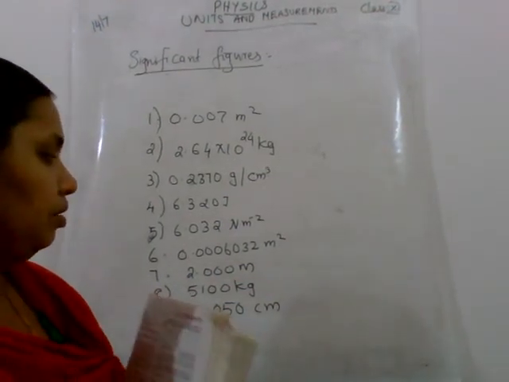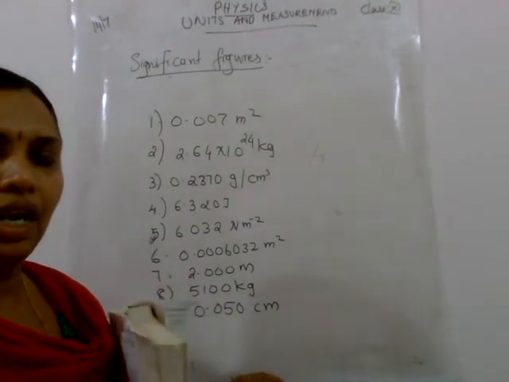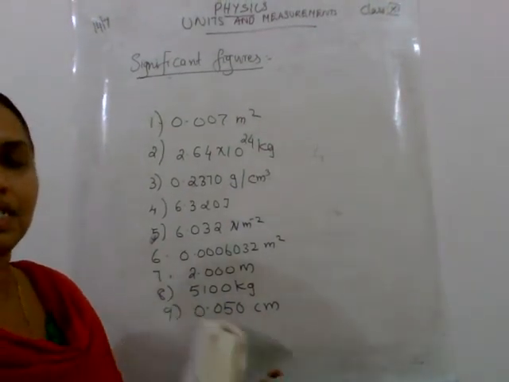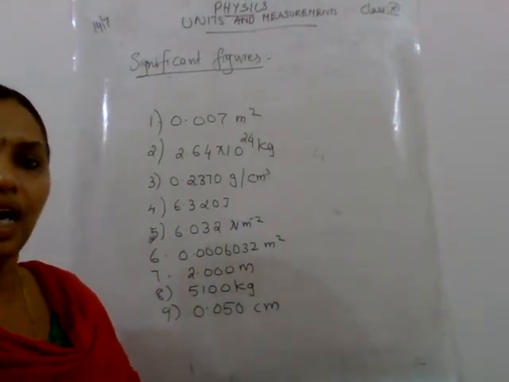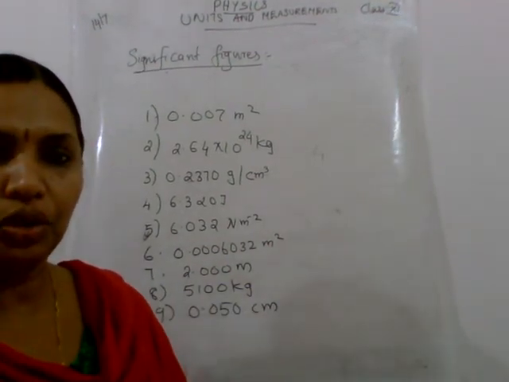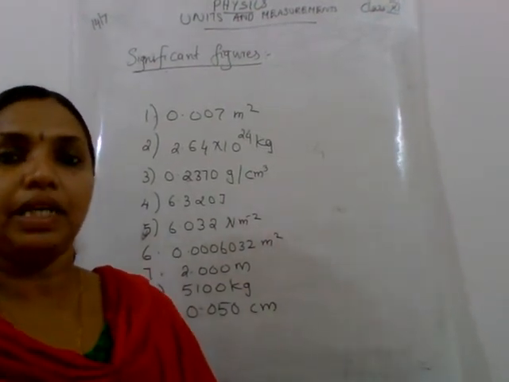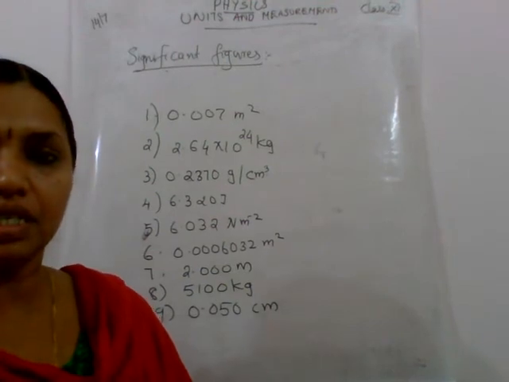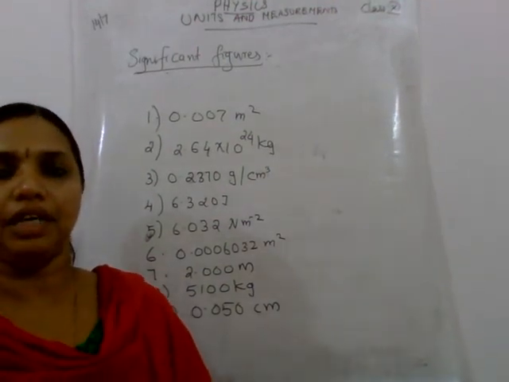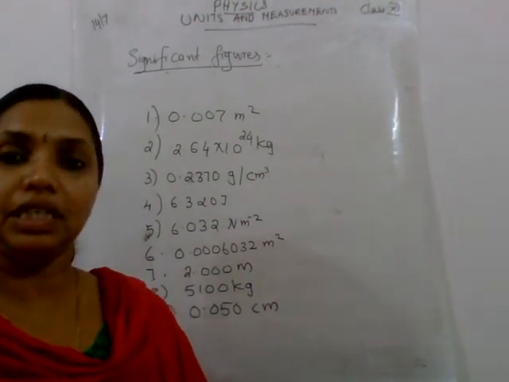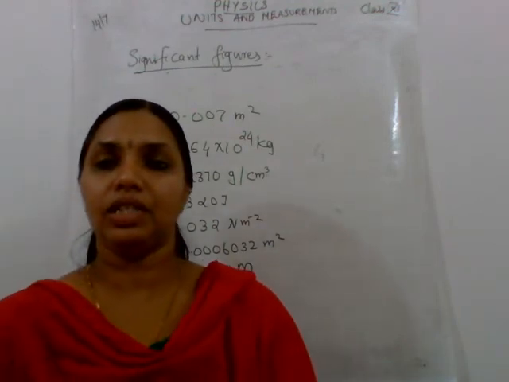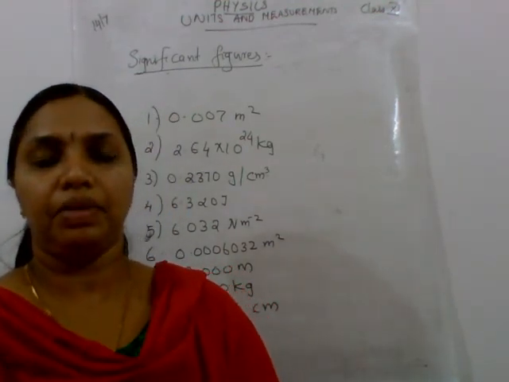So there are 9 questions. Write down and try to find out the significant figures. Okay, I will give you the answers; I will put them in the group. So you try to find out, based on all the rules which we discussed, the significant figures, and what the significant figures will be by addition, subtraction, division and multiplication.